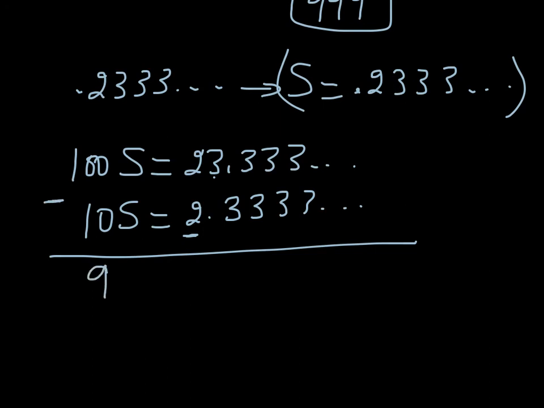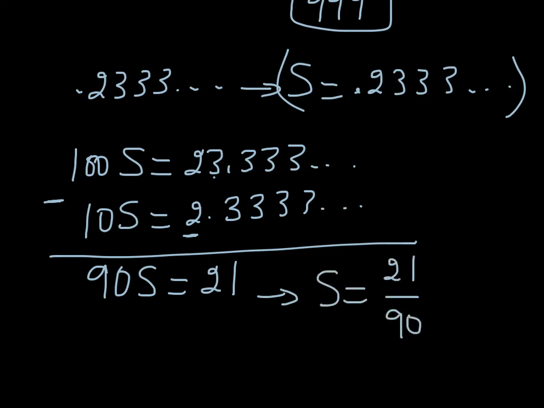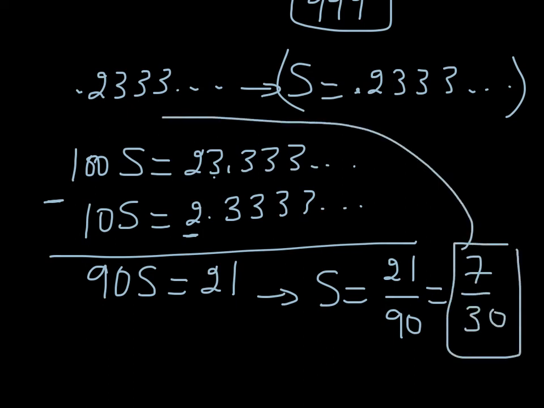100s minus 10s is 90s. 23 minus 2 is going to be 21. And so here if you divide both sides by 90, s is equal to 21 over 90. If you reduce it, it will be 7 over 30. You see now if you check on your calculator, 7/30 is the same thing as this decimal number repeating.